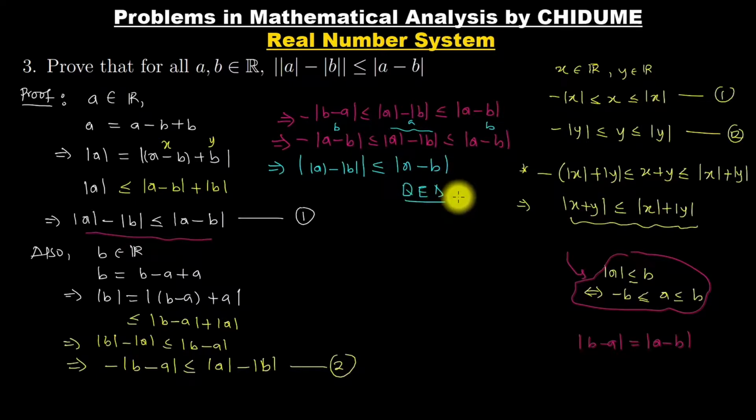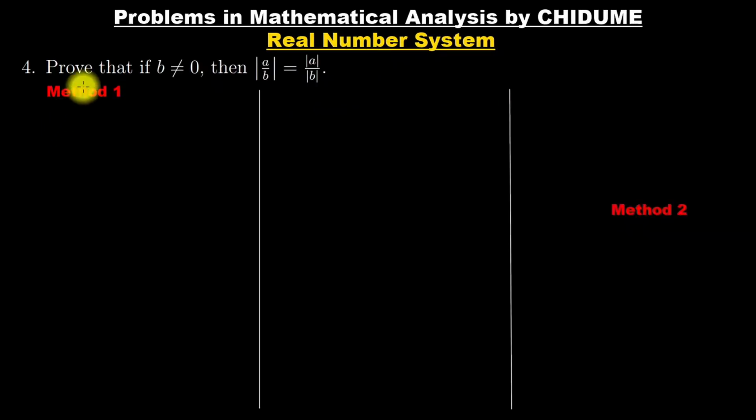So I hope you understand this particular proof. Let's go ahead to the next question. In this question, they said to prove that if b is not equal to 0, then the absolute value of a over b is equal to the absolute value of a divided by the absolute value of b.